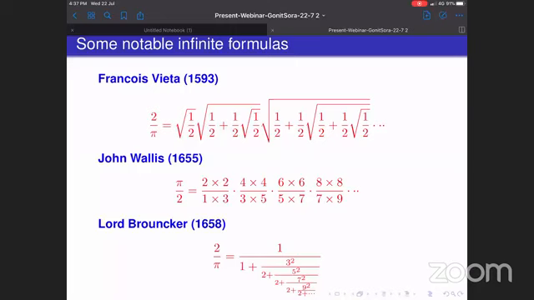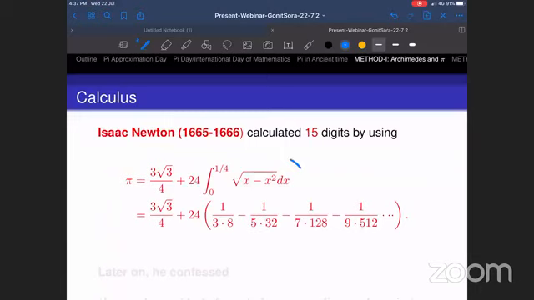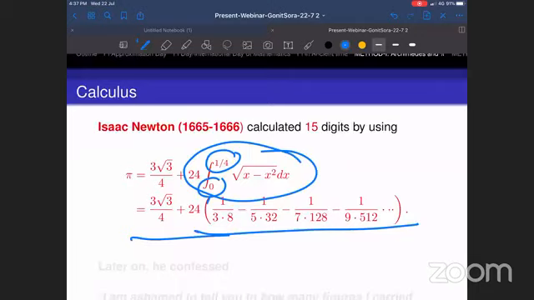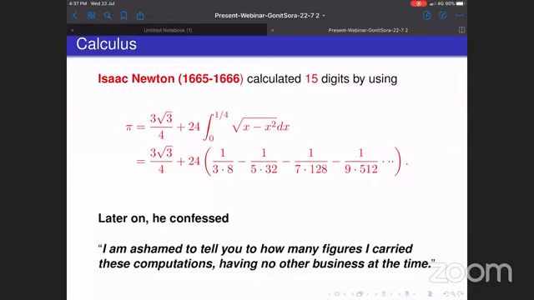Then Isaac Newton also calculated the value of pi. He calculated the value of pi up to 15 digits by using his own integration formula. This is Isaac Newton's formula, his integral. This integral can be expanded by taking the binomial expansion, then integrating from 0 to 1 over 4, and one can get this infinite series. Using this infinite series, he calculated the 15 digits of the value of pi. Later on, he confessed, I am ashamed to tell you to how many figures I carried these computations, having no other business at the time. So he was somewhat ashamed that he could calculate only up to 15 digits.